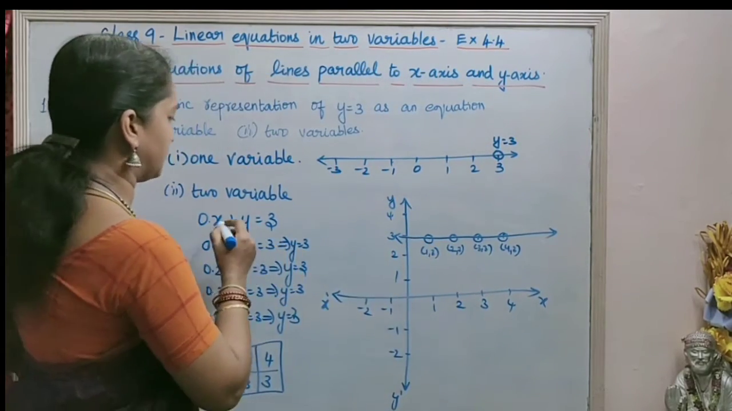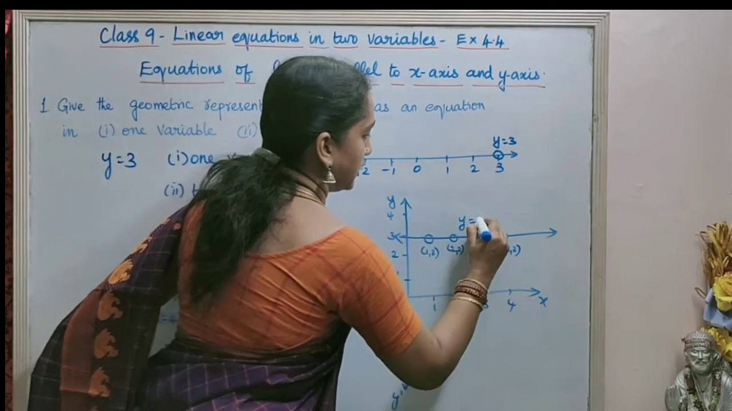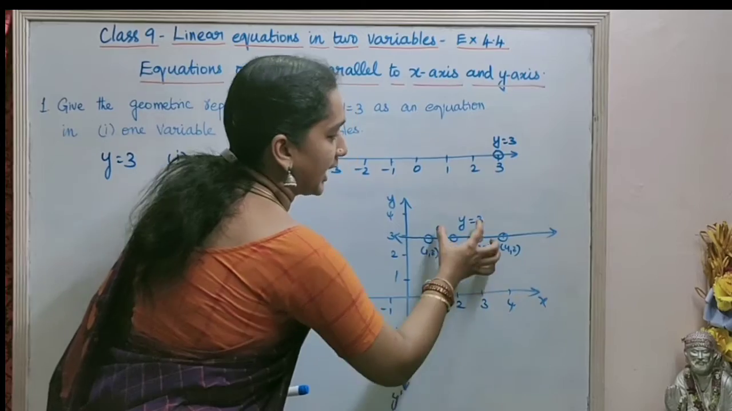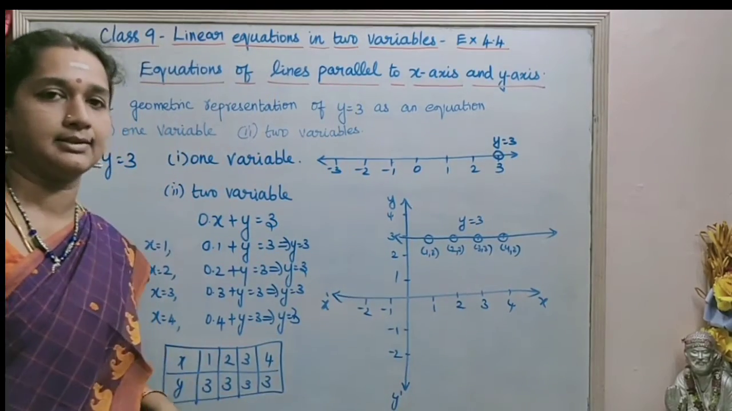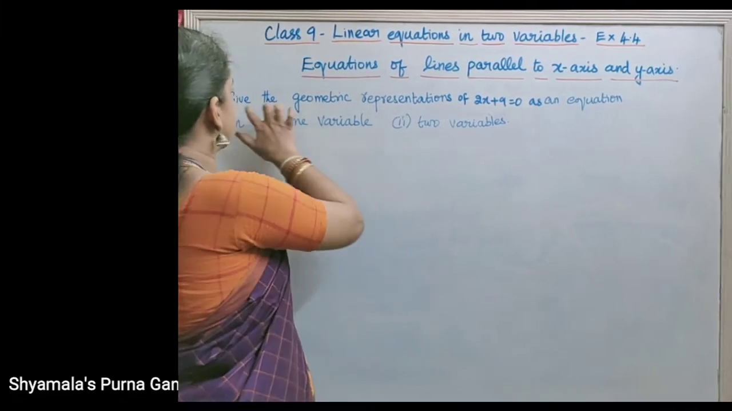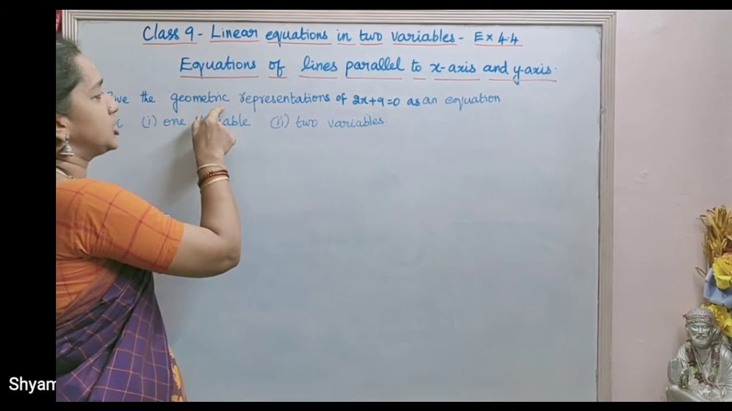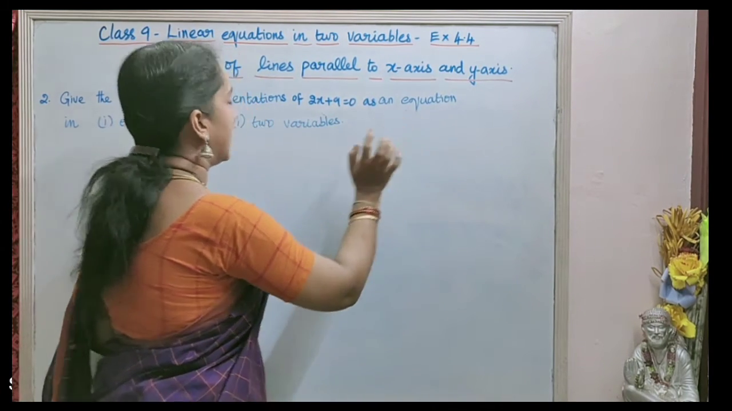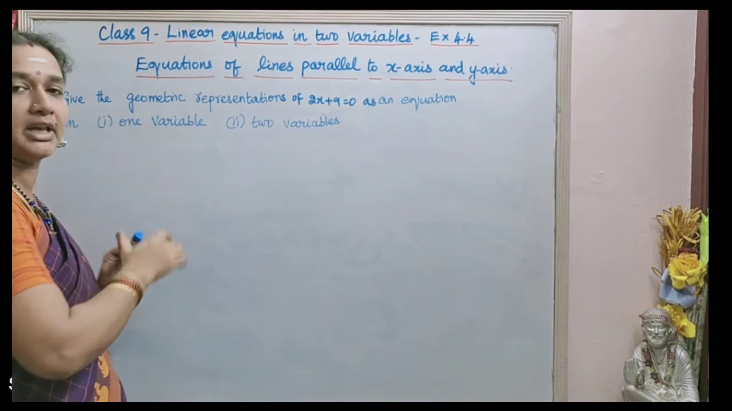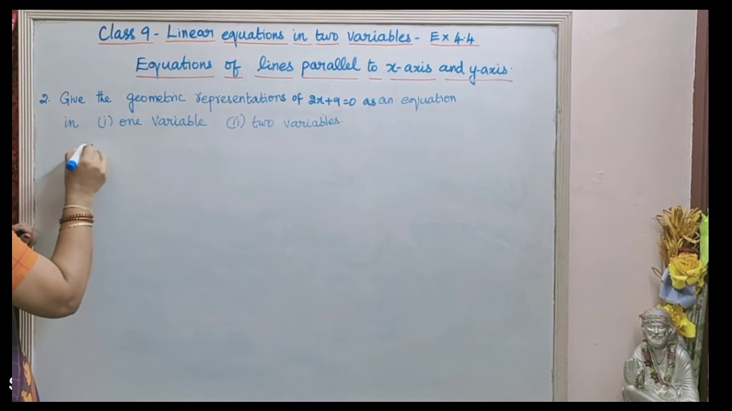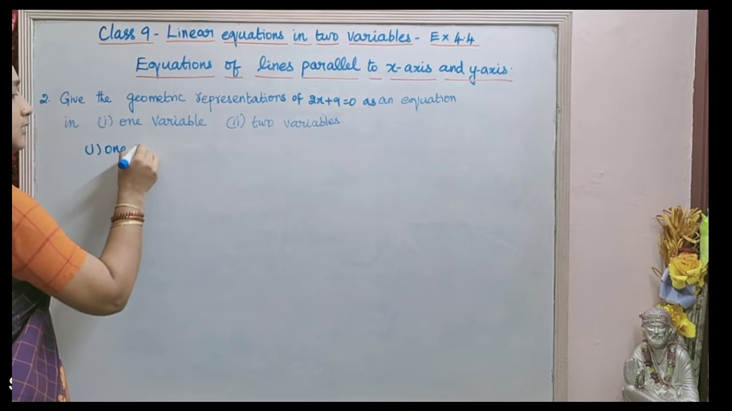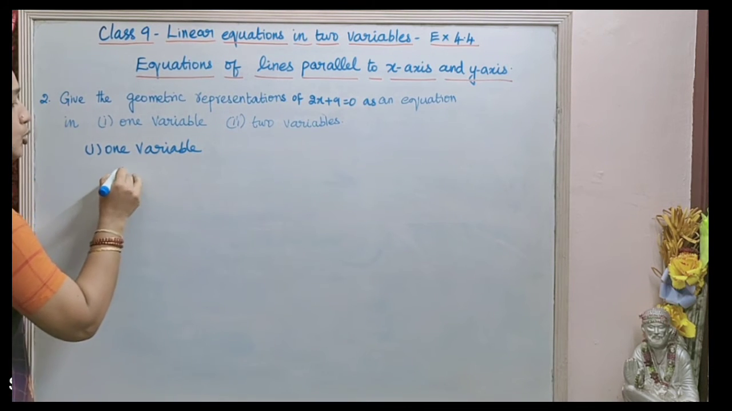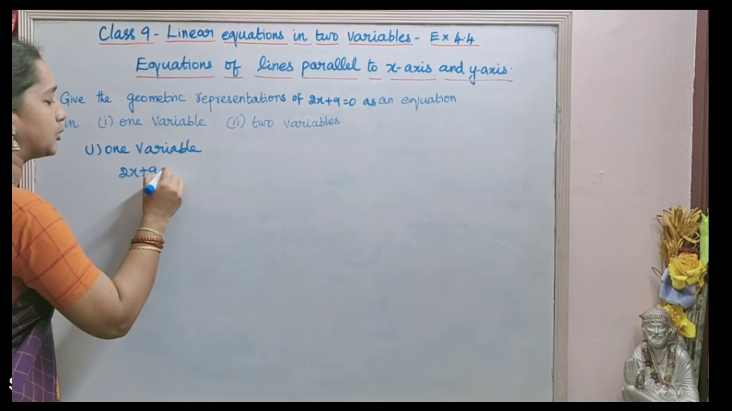So, this is the graph for y is equal to 3. That is, if y value is given, that will be parallel to x-axis. Okay. Second sum is, give the geometrical representations of 2x plus 9 is equal to 0 as an equation in one variable and two variables. So, first one is one variable. In one variable, we are asked to represent 2x plus 9 is equal to 0.